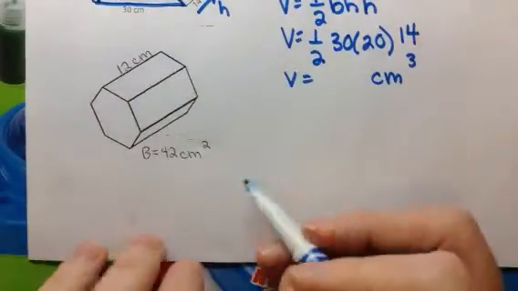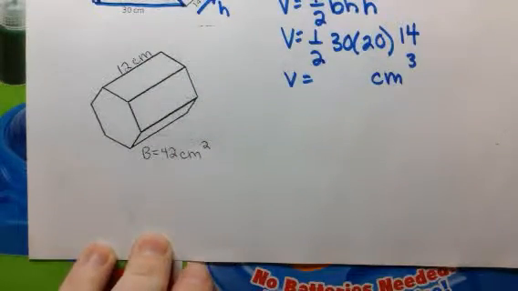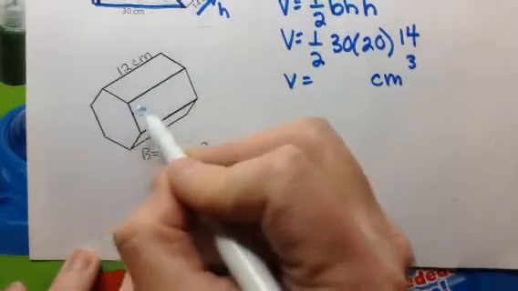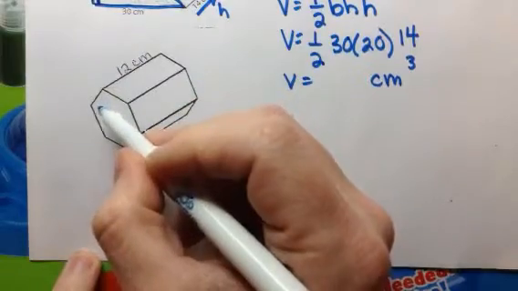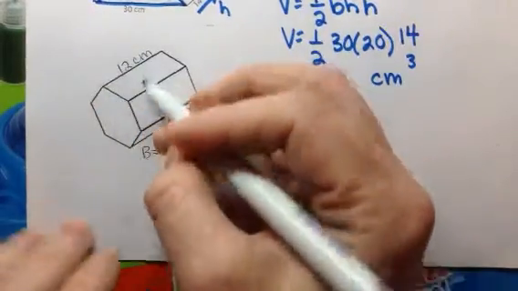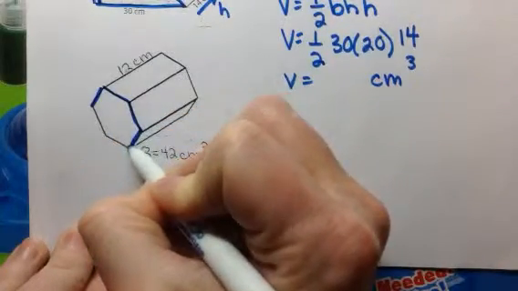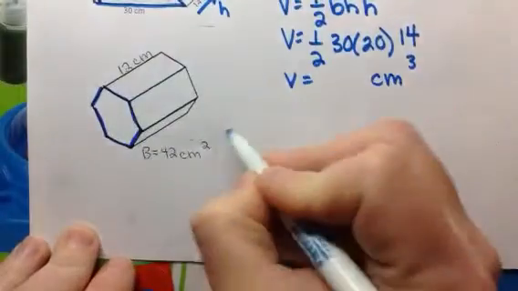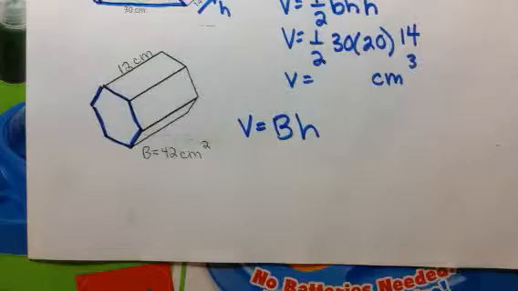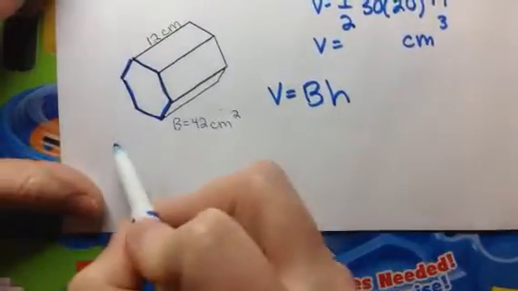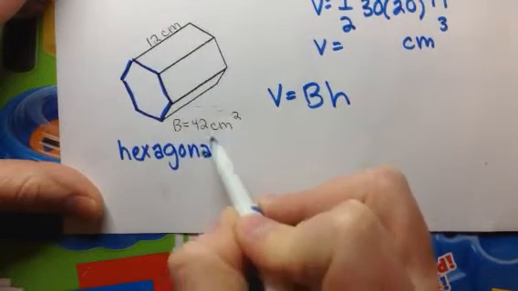Alright, last one for volume of prisms. Oh, I need to identify what type of prism that it is. So, you know prisms have rectangles always. So I'm looking at the shape that's not a rectangle to help me define it. Okay, so this shape has 1, 2, 3, 4, 5, 6. Do you remember the name of a 6-sided shape? It is a hexagon. So this is a hexagonal prism.